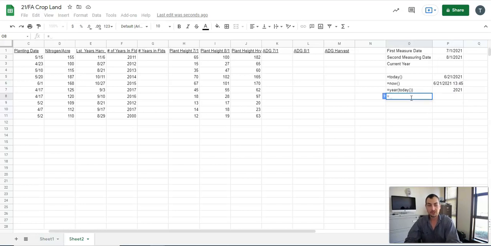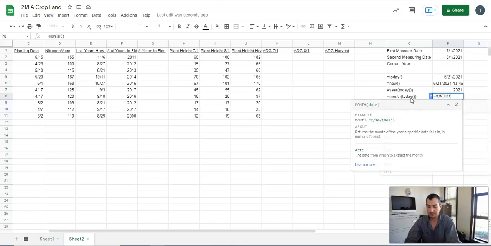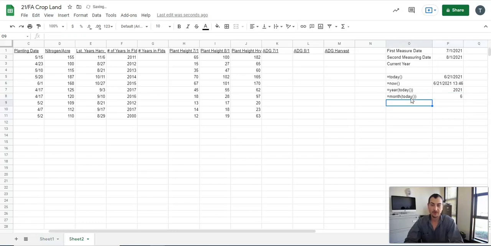Some other ones, just to show you, is we could say equals month of today. And it's going to do the same thing as equals year, only it's going to pull out the month. So we could say equals month today, close our parentheses, and it's going to give us the month.